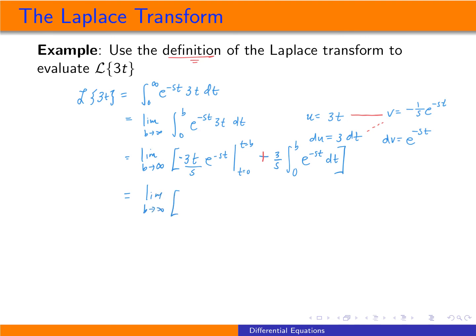I'm going to go ahead and take care of evaluating this first term. Make each t a b, minus, replace each t with a 0. So minus 3b over s, e to the minus sb. When we substitute in 0 for t, we simply get back a 0. The antiderivative of e to the minus st is minus 1 over s, e to the minus st. So that's a minus 3 over s squared, e to the minus st. And then once again, we need to take care of evaluating from 0 to b. So at each step, we keep writing this limit until we have evaluated it.